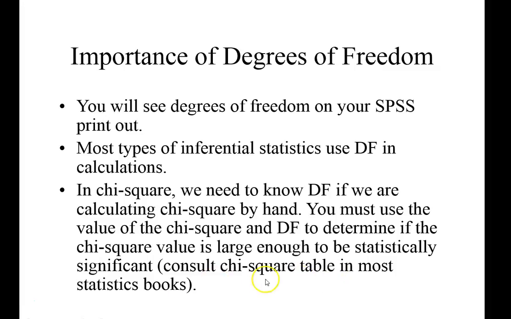So we would have to consult the chi-square table that's available in most books, and it's available in the back of your book as well. So if you knew the value of chi-square and your degrees of freedom, then you can find whether it's significant or not.